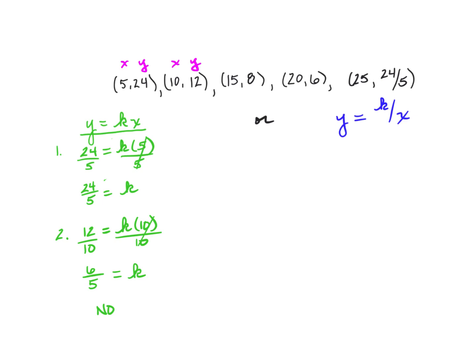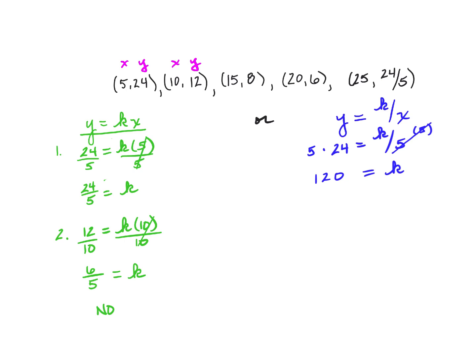So now let's test the other one and just make sure it does work. I can use those same points if I want. So y is going to be 24, and that's going to be equal to k over x, which is 5. And now to solve for k, I'm going to multiply by 5 on both sides. And on this side, remember that 5 is on the bottom, so if I multiply by 5 and divide by 5, that cancels. 5 times 24 is 120. You can check that in your calculator, but I'm getting k is 120.